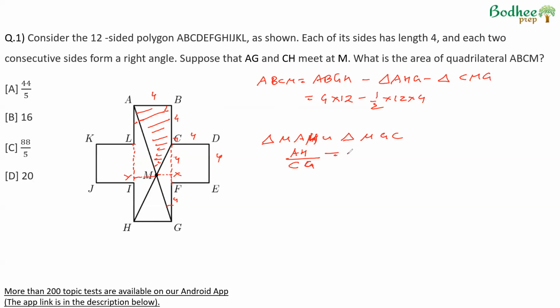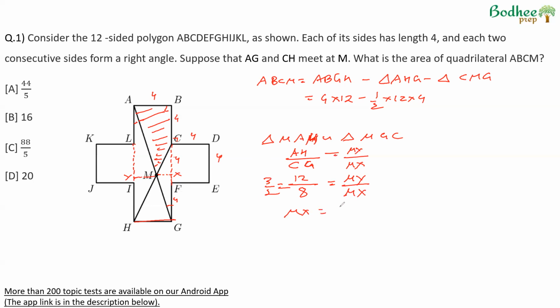Height for this triangle is MY. Height for this triangle is MX. AH would be 12. CG would be 8. So we can say MY to MX has to be in the ratio 12 divided by 8, that is 3 by 2. Also, YX will be equal to HG. Therefore, MX and MY divide the length 4 in the ratio 3:2.